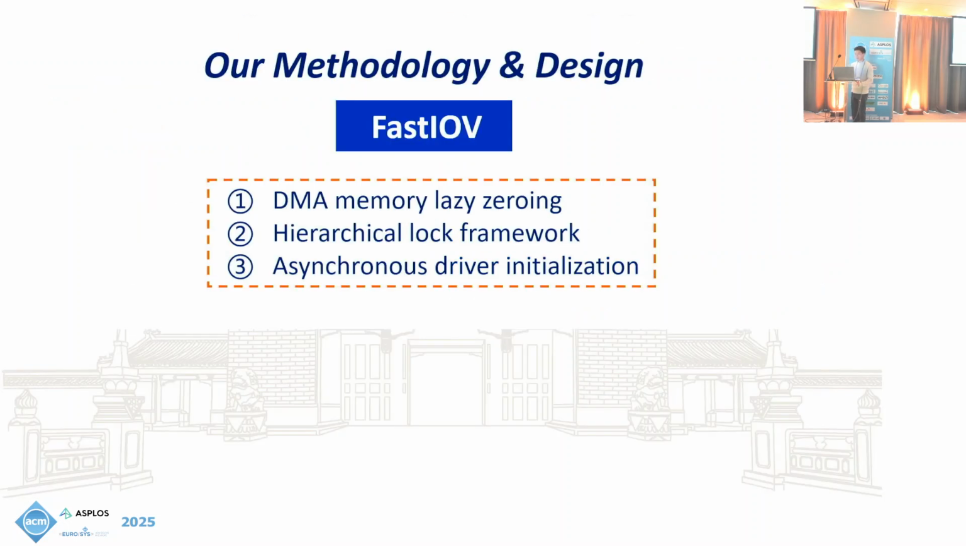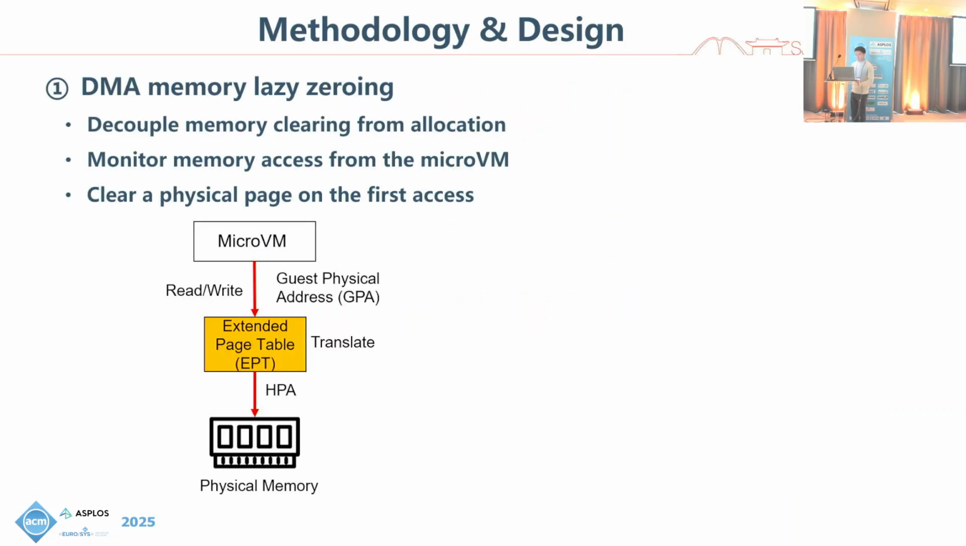Targeting these bottlenecks that we identified, we present our design. And our design addresses them using three key innovations. The first, our design FastIOV, reduces the memory mapping overhead by using a lazy zeroing mechanism, because we identified that it is the zeroing operation of the physical pages that contributes the most to the overhead. The key idea is that we want to decouple the memory clearing operation from physical page allocation, and we only want to zero a page when it is actually accessed by the micro virtual machine.